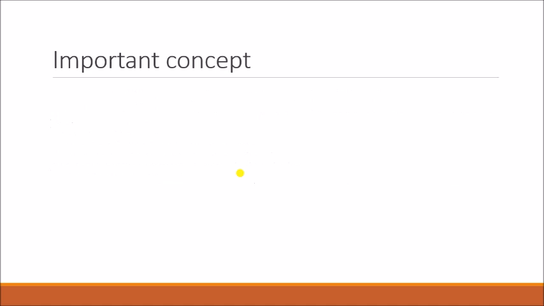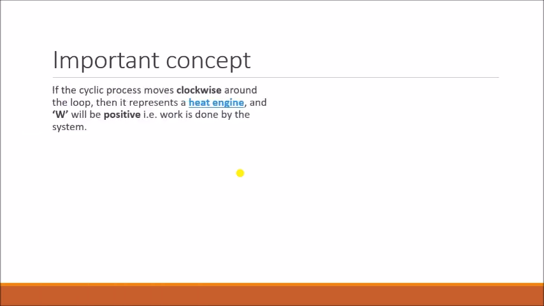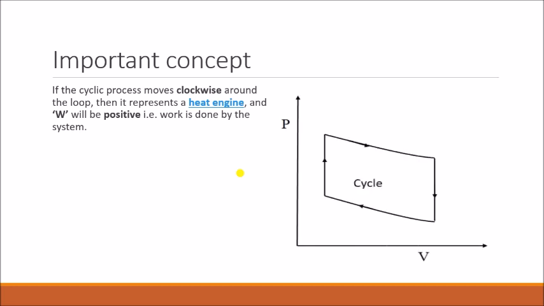Next we'll see some important concepts regarding the PV diagram. It's in the cyclic process. If the cyclic process moves clockwise around the loop, then it represents a heat engine. For example, consider this PV diagram. If a cyclic process moves clockwise around the loop, then it represents the heat engine.